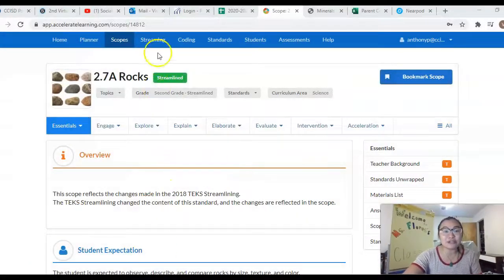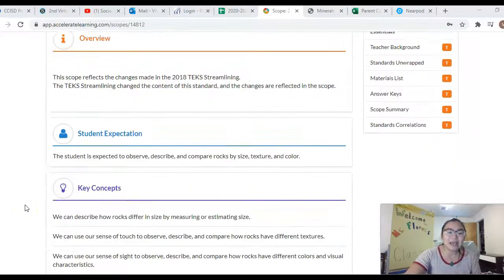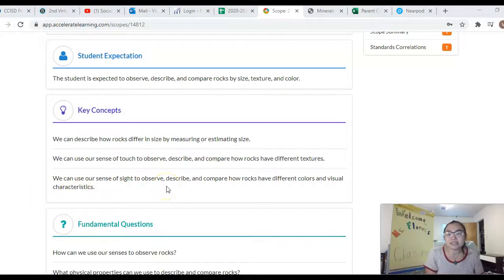Our TEK is going to be 2.78, rocks and minerals. So we're going to be talking about rocks, and let's go ahead and talk about some of the things we're going to approach in this unit. The student is going to be expected to observe, describe, and compare rocks by size, texture, and color. So in this unit, we're going to be looking at rocks.